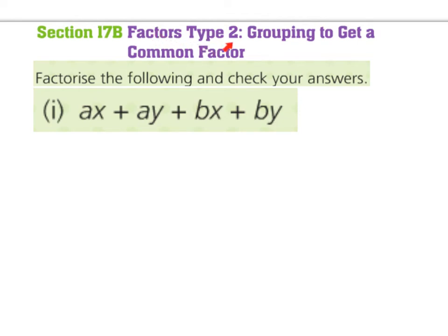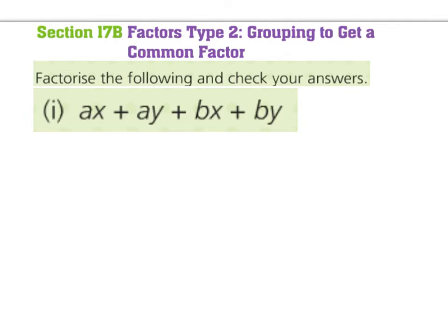Factors type 2. Grouping to get a common factor. So when we're asked to factorize, it is the opposite of multiply. When we're multiplying algebraically, we usually expand brackets. So if we're asked to factorize, we want to end up with brackets in our answer.